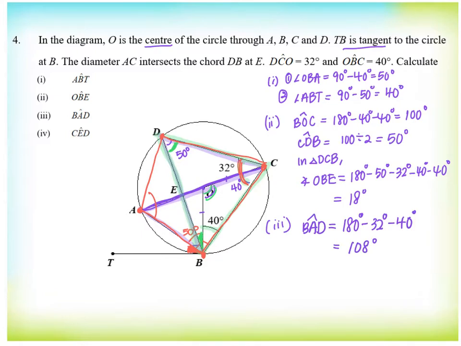Next one, I need to find the angle CED. I have seen that in the triangle CED, this is 50 degrees. This is 32. Therefore, angle CED will be 180 minus 50 minus 32 degrees to give me a total of 98 degrees. Have you gotten the answer?